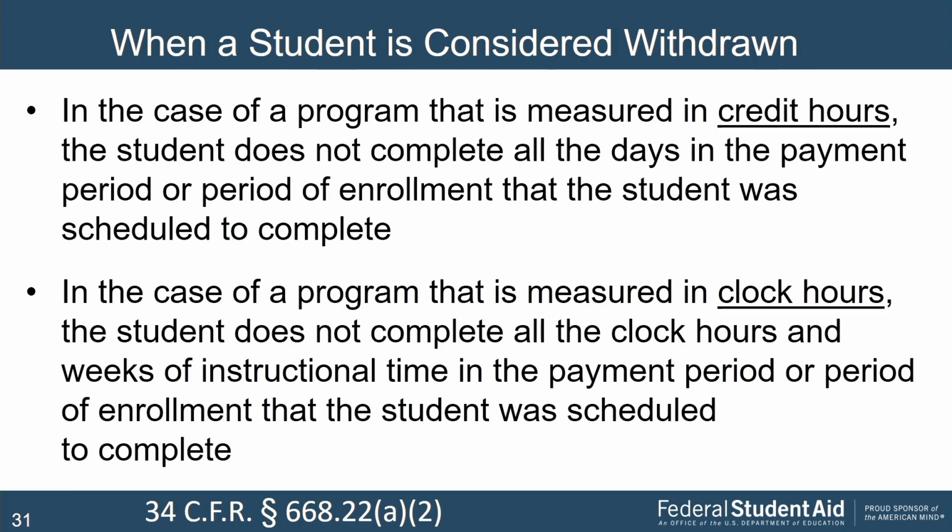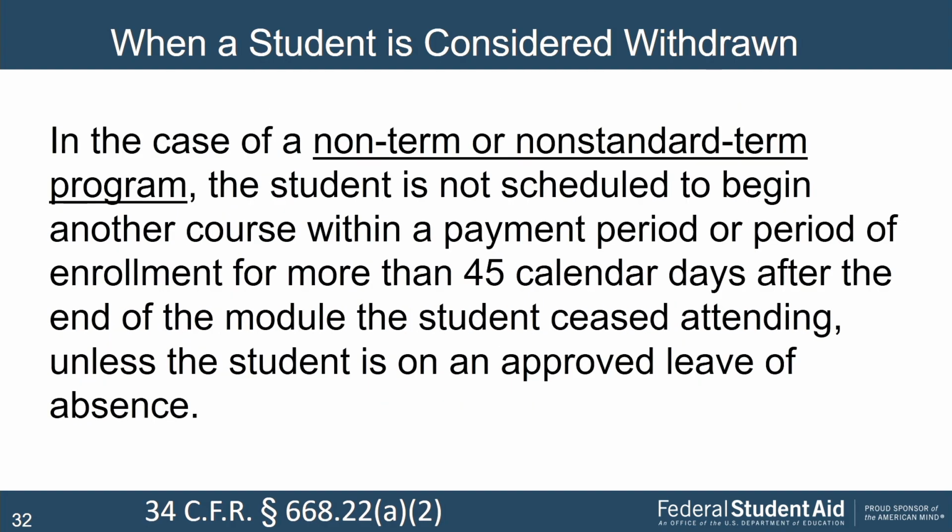So a student is considered withdrawn if, in the case of a program that's measured in credit hours, the student does not complete all the days in the payment period or period of enrollment that the student was scheduled to complete. In a program that measures in clock hours, if the student does not complete all the clock hours and weeks of instructional time in the payment period or period of enrollment, then they're considered withdrawn.